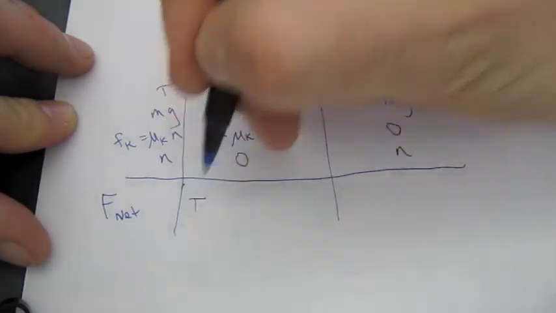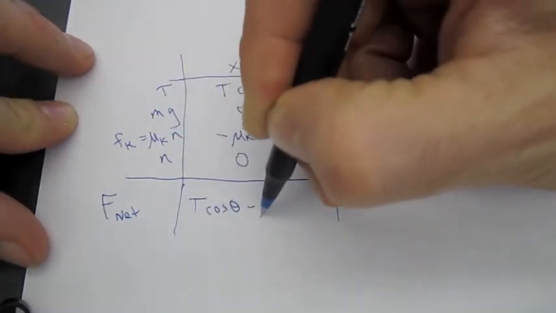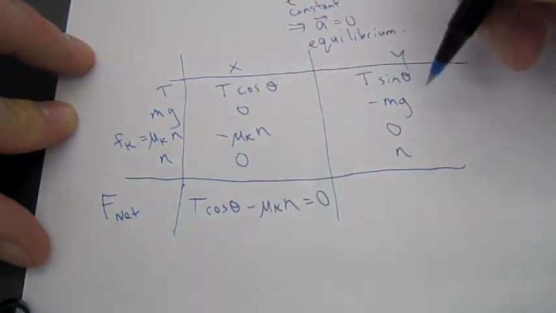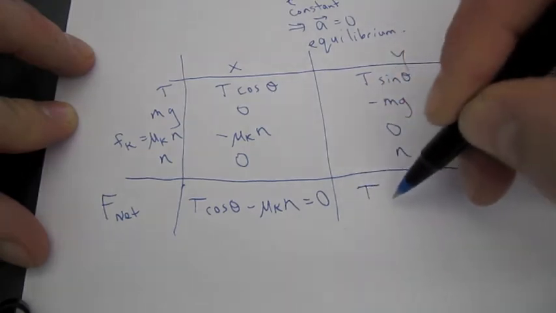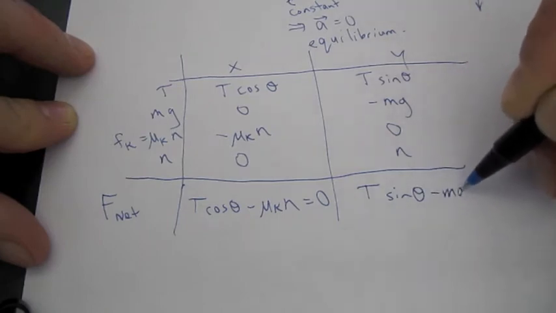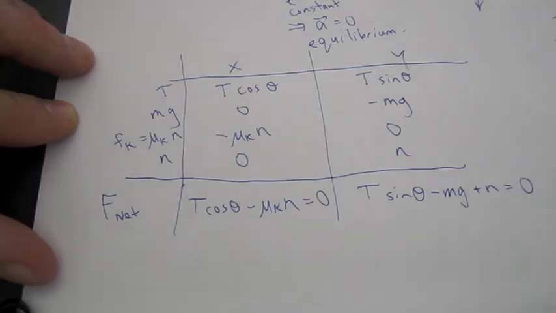So now, to find the net force, we just add all these things up. It's going to be t cosine theta minus mu sub k times n equals 0, because it's an equilibrium. And the y components is t times sine theta minus mg plus n is equal to 0.